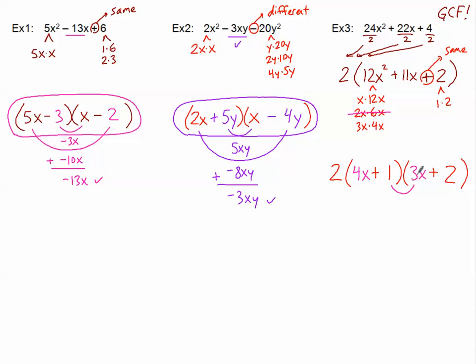We need to check. 1 times 3x gives me 3x. 4x times 2 gives me 8x. Add those up, I get 11x. Is that what I needed? Absolutely. I know that I factored it correctly, as long as you don't forget the GCF. We've got it.